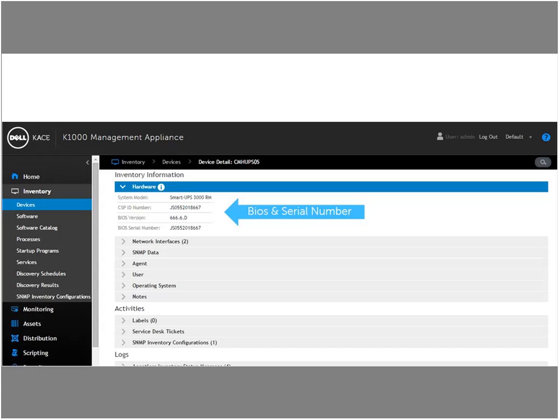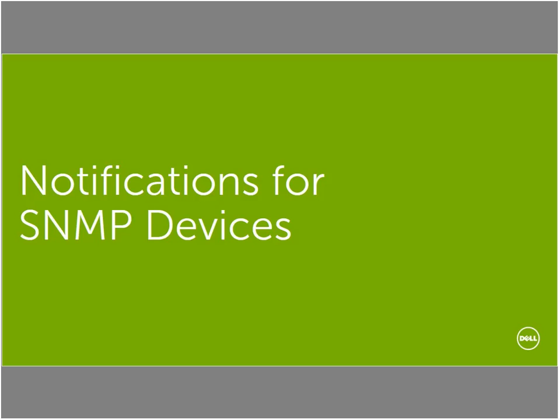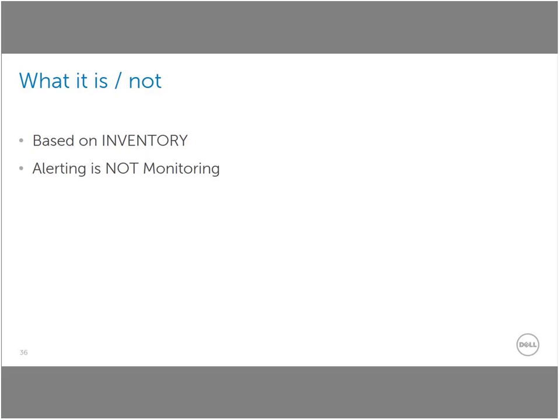You also have the BIOS and serial number information now, which you didn't have before. And keep in mind, this is inventory, so it's going to the same tables, the same places as anything else that you normally use. So you can run reports, you can do all the stuff you normally would, okay? All right, great. And not only reporting, but also you can do notifications for SNMP devices now using this data.